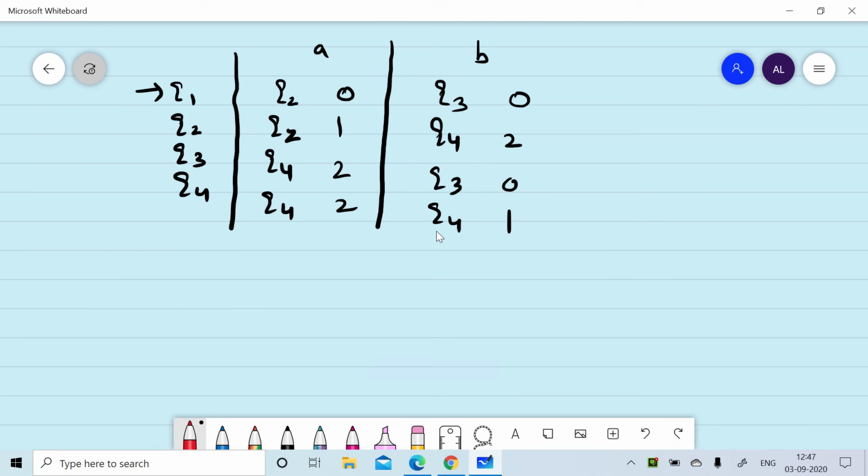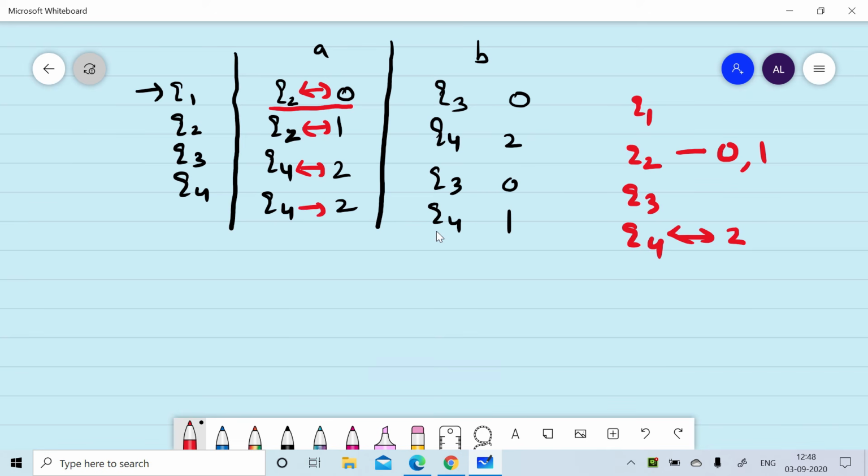Given a Mealy machine, we want to convert this into Moore machine. So in the first step, we will observe the output with each state, with Q1, Q2, Q3 and Q4. With Q2, 0 output is associated. With Q2, 1 output is associated, so we will mention 1 also. With Q4, 2 output is associated.